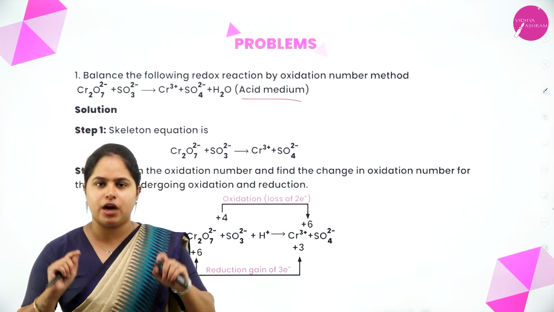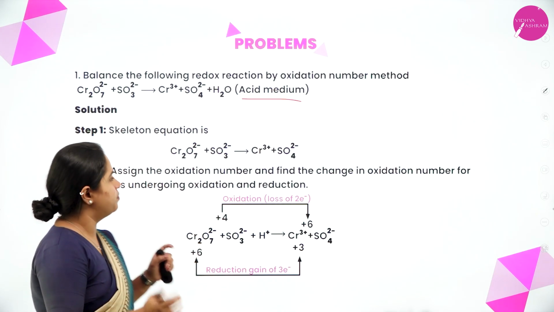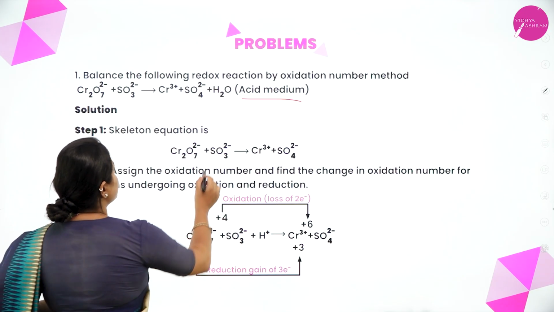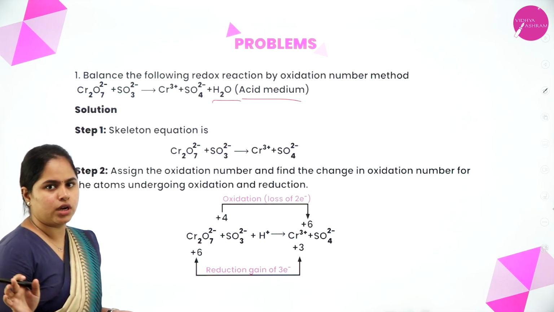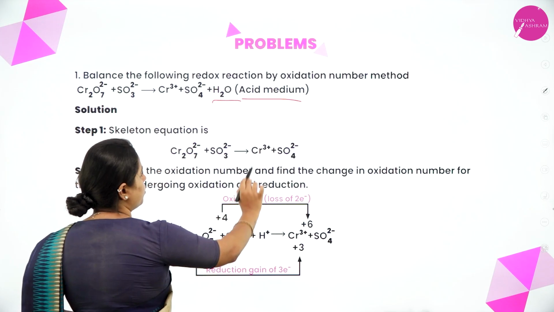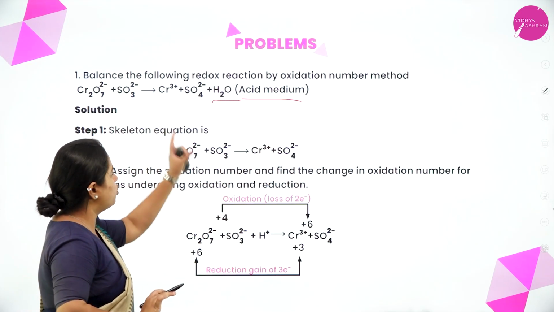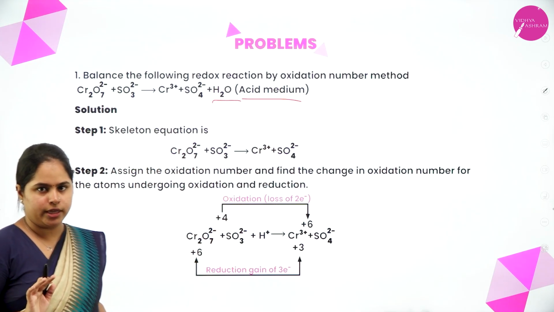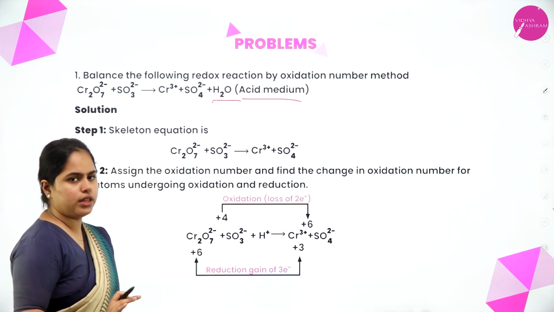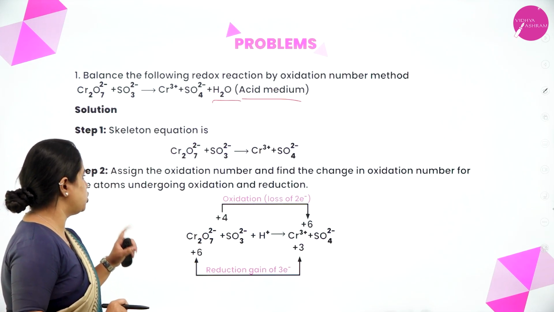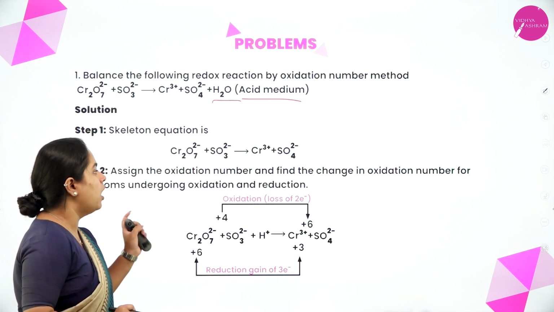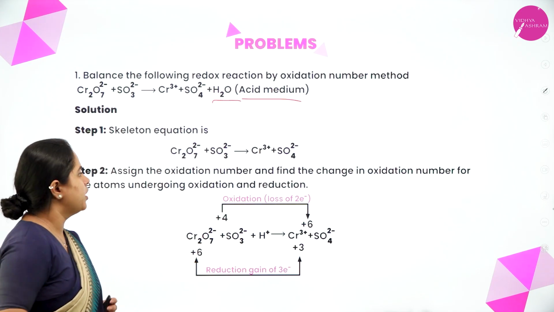So step by step we are going to balance the equation. As discussed, the first step is to write the skeletal equation. You can see a water molecule, but you don't have to consider that. Once you write the skeletal equation, you have Cr2O7 2 minus, SO3 2 minus, Cr3 plus and SO4 2 minus. You don't have to write the water molecule there. So that is your first step: write the skeletal equation, removing the water. Now moving on to step 2: assign the oxidation numbers and find the change in oxidation number for the atoms undergoing oxidation and reduction.